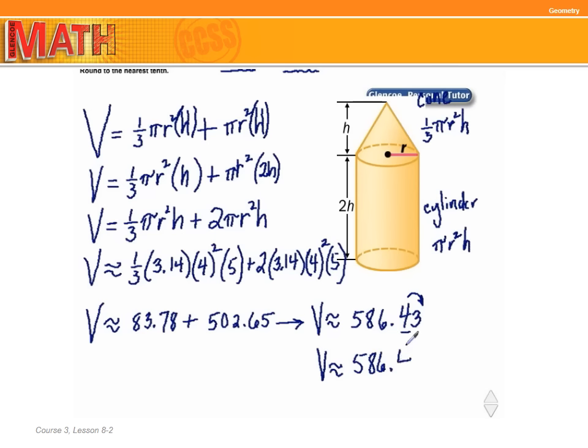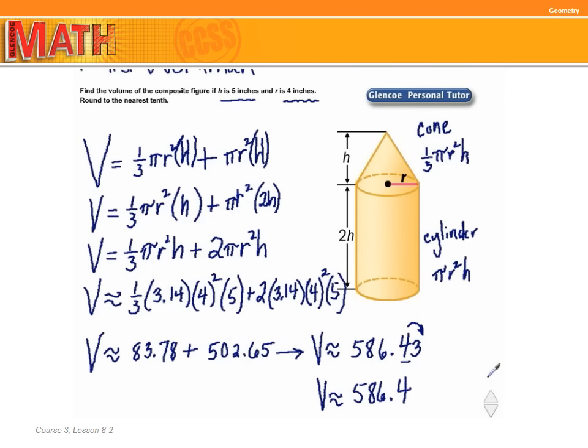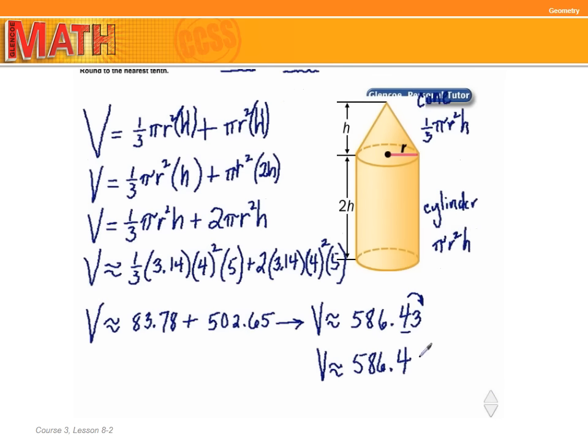We know that units of volume are cubic. The units were 5 inches and 4 inches, so the units are inches cubed. So the volume of this composite figure is approximately 586 4/10 cubic inches.